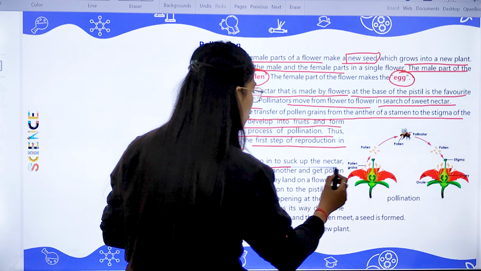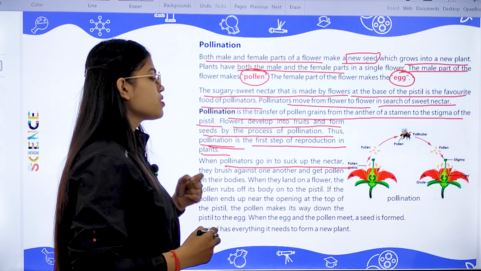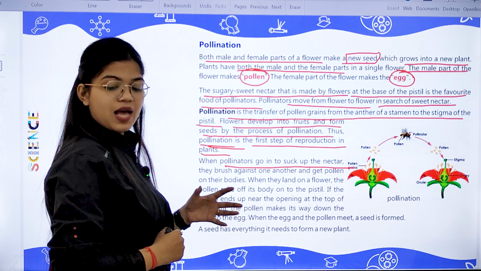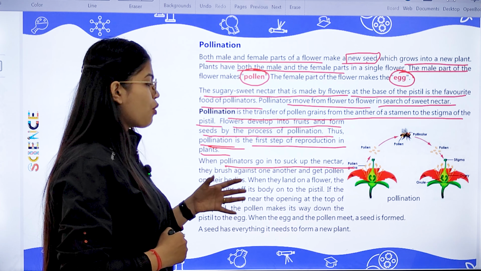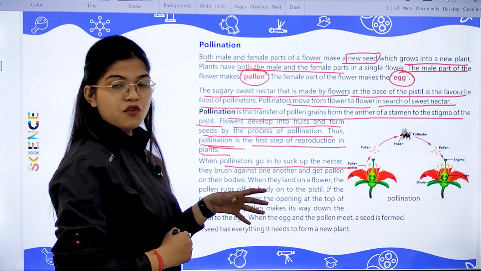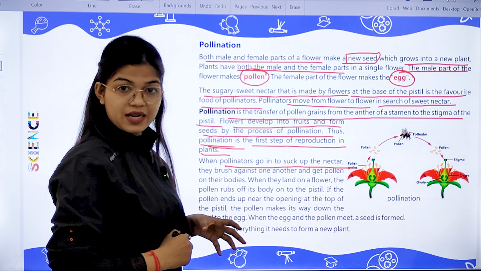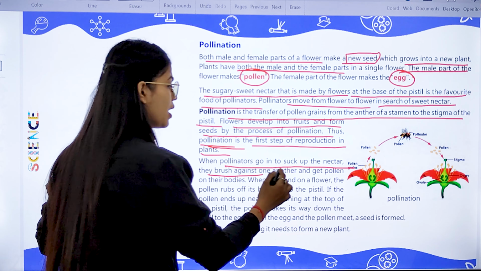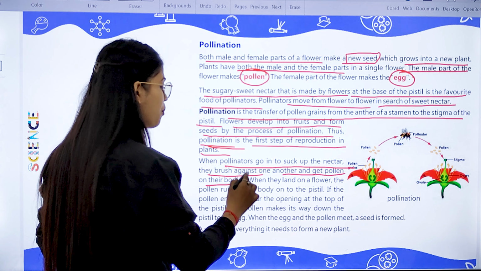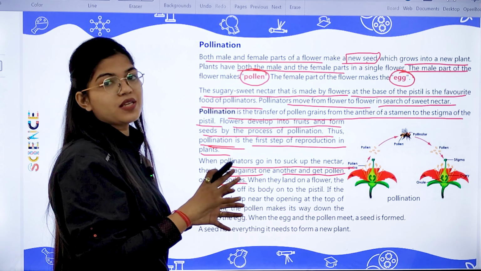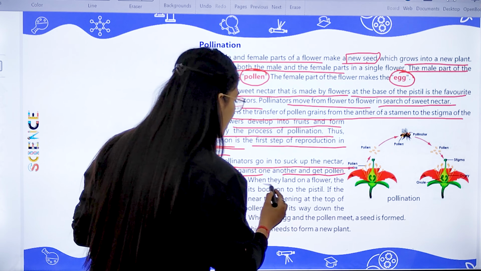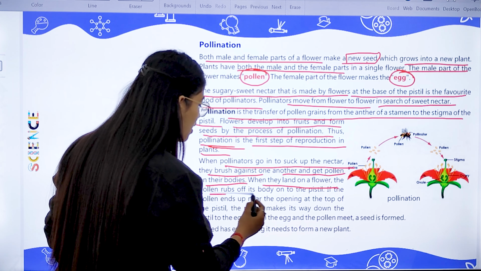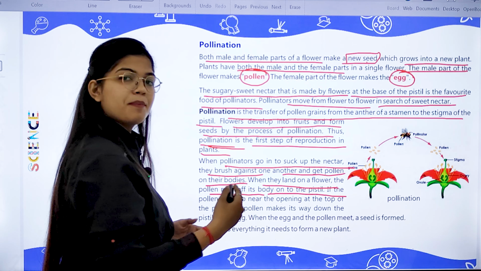Now, when pollinators go to suck up the nectar, they are explaining the whole process. First of all, these pollinators go to the flowers for what purpose? To suck up the nectar, right? They brush against the anthers, and then they get the pollen grains stuck on their bodies. And then when they land on another flower, the pollen rubs off their body onto the pistil.